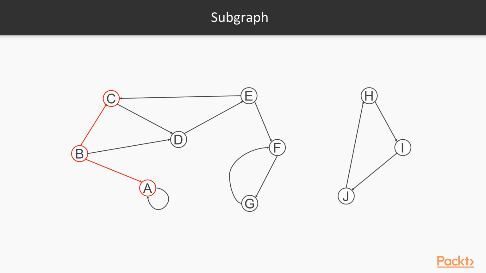Subgraph. The subgraph of a graph is another type of graph where all the edges and vertices are the same as the edges and vertices of the original graph. For example, in the figure, the nodes A, B and C along with the edges AB and BC represent a subgraph.